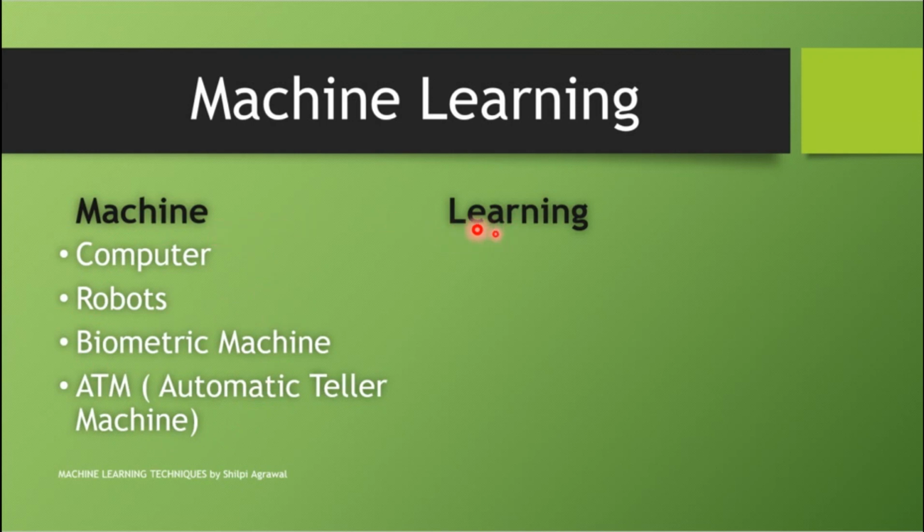So we can say learning is the next word in machine learning that has a meaning to learn to do certain tasks. So, if you want to do a task, then you have to learn about it. So, it means a computer can learn to do some certain tasks. Robots can also learn to do some certain tasks. Likewise, biometric machine or ATM machine.